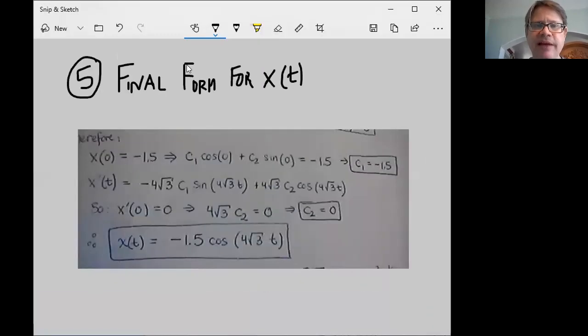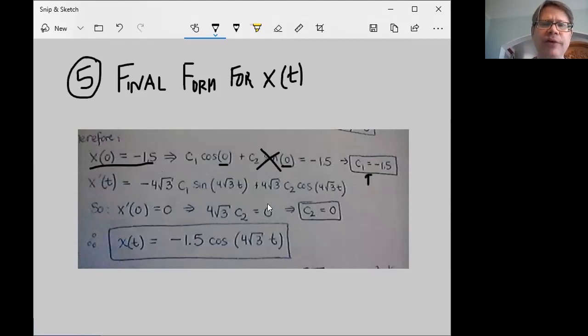If we know that x sub 0 is equal to negative 1.5, well, what was the original form? The original form was C1 times a cosine plus C2 times a sine. When we substitute in 0 for t, we're going to be taking cosine of 0 and sine of 0. But sine of 0 is equal to 0, and that's going to make this term go away. So we'll just have that C1 times 1 equals negative 1.5. So that coefficient C1 has to be negative 1.5.